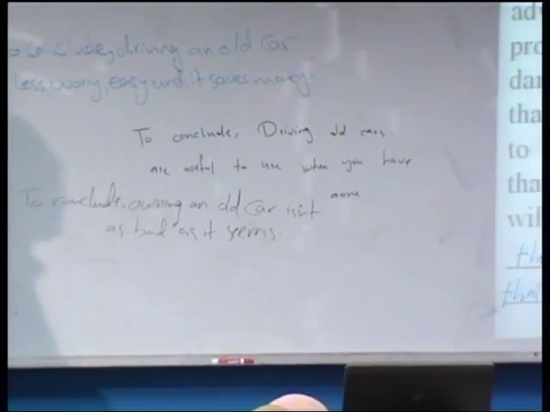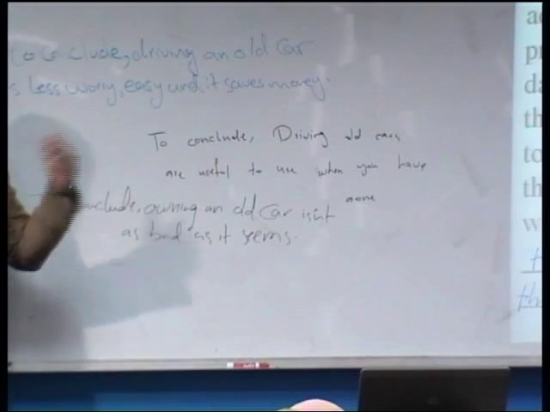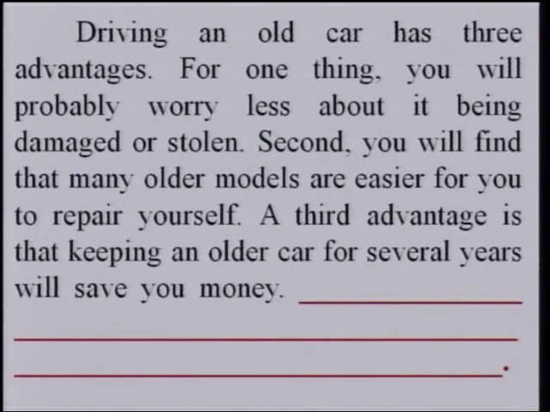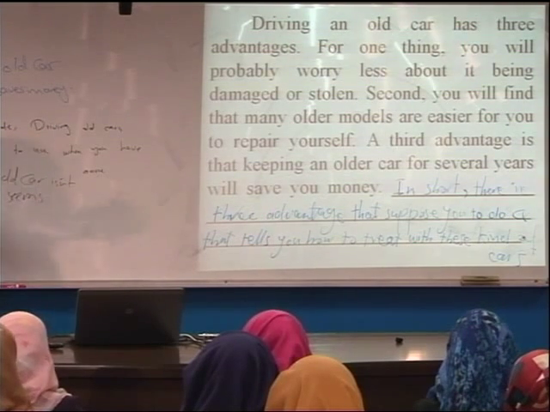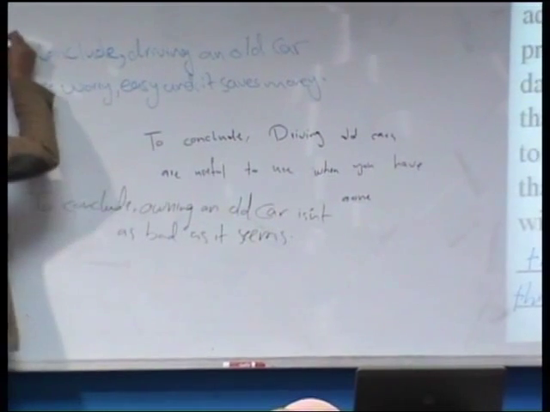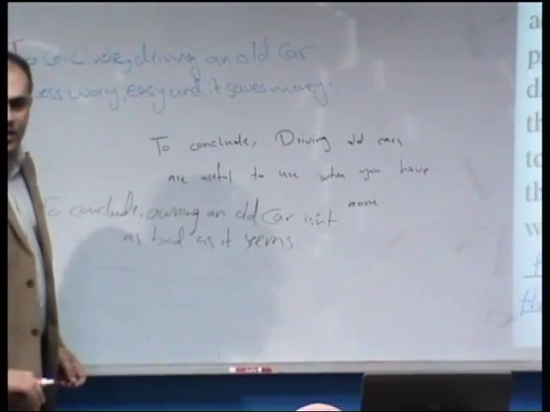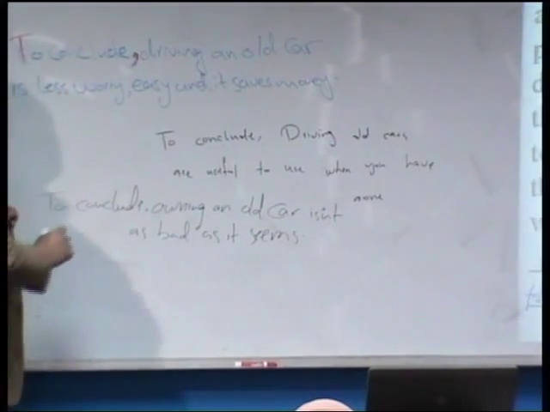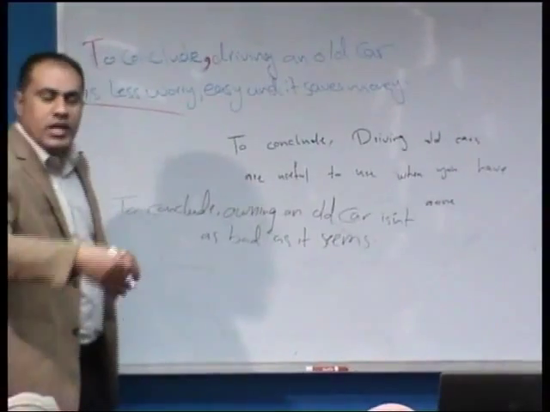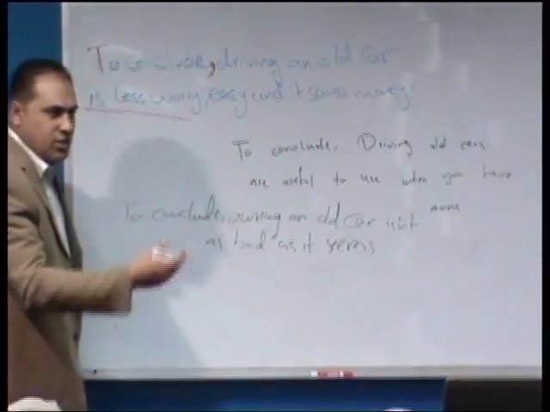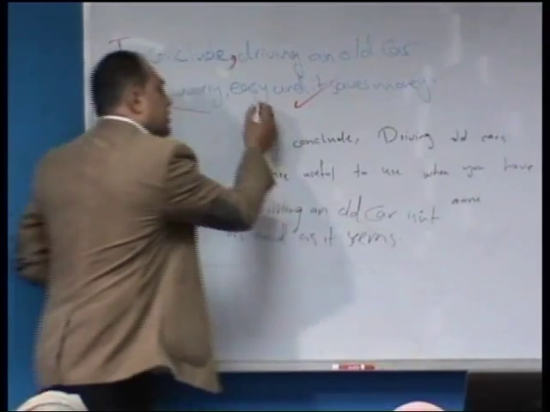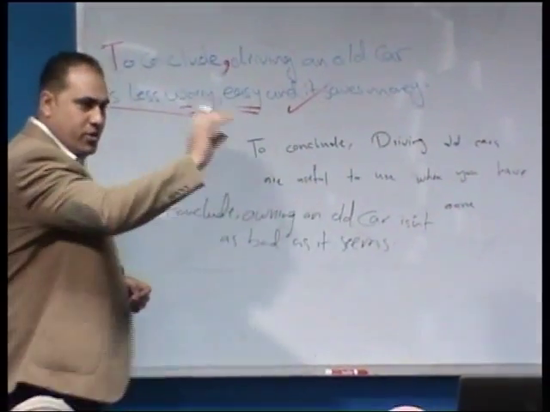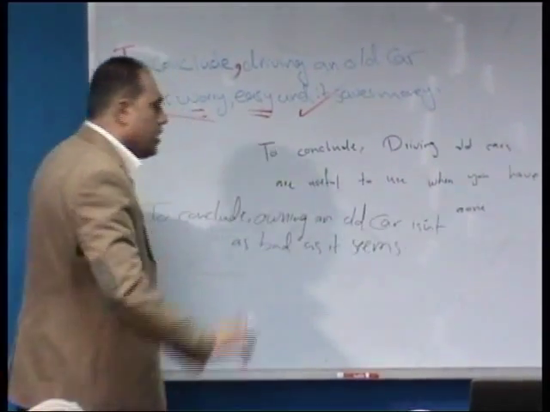Let's see some of your classmates' examples and comment on them if there is any need. To conclude, driving an old car is less worry, easy, and it saves money. Clearly, it is sort of a summary of the main points in this paragraph. But I would like to remind you that it's a capital letter, right? To conclude, very nice. Driving an old car is less worry and makes you less worried. It is easier to use and it saves you money. All right, we'll talk about parallelism later on. Just make sure that you have the same structure in every part of the series.